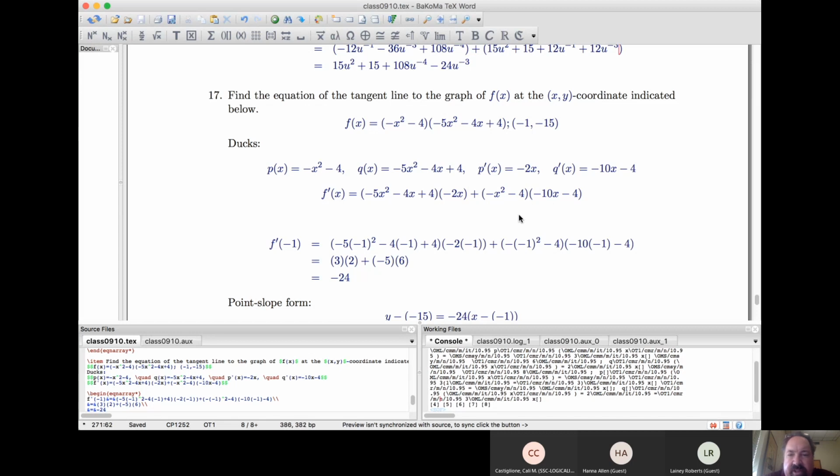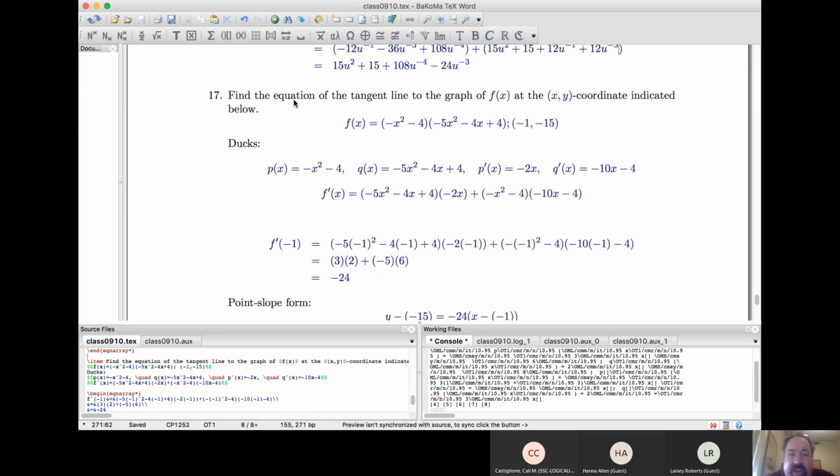Now what we need is a derivative at x equal -1. I didn't bother multiplying this out. Just go ahead and plug in -1 right away. That's what happens from doing all this. And then you end up with these factors and get a result of -24. So -24 is the slope of a tangent line.